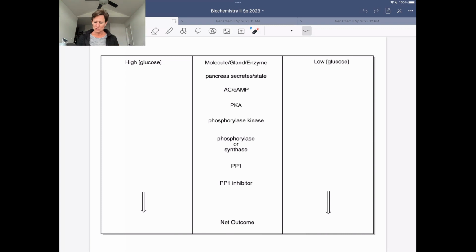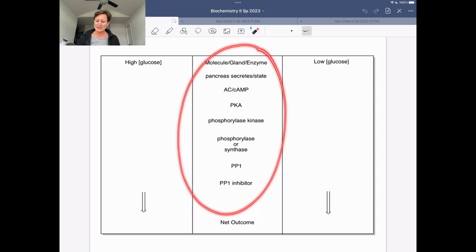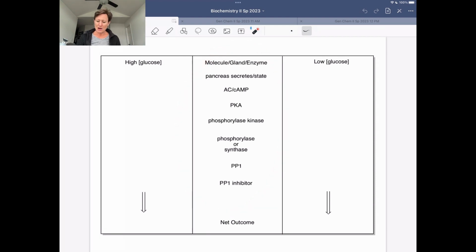So to orient you first with what we're talking about here, I'm going to go through the middle section of this slide. This is going to be talking about what is the molecule, gland, or enzyme that we're going to be discussing that helps to fix high blood sugar or low blood sugar situations. So the first thing we need to involve is the pancreas and say, what is the pancreas secreting and what does that indicate in terms of the state that we're in, need state or fed state?